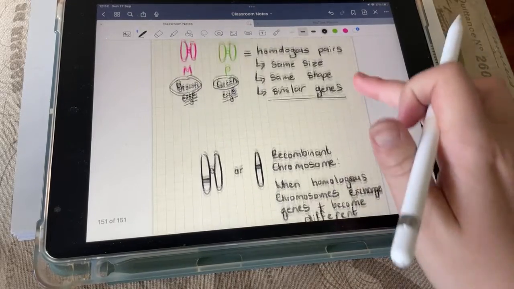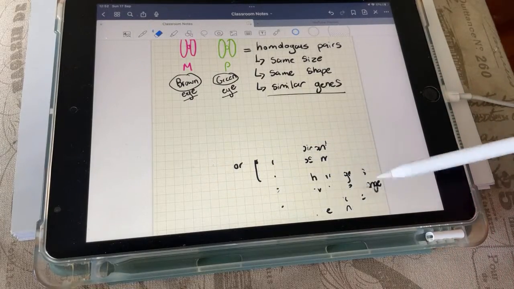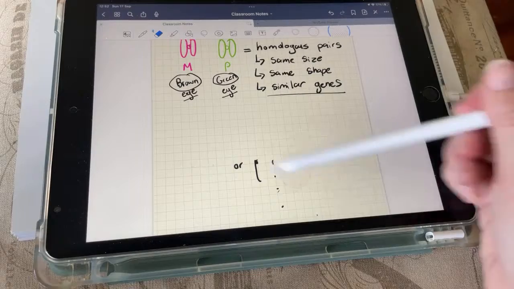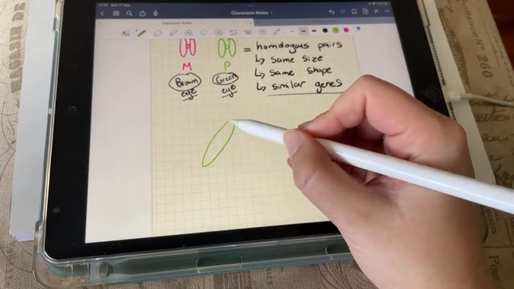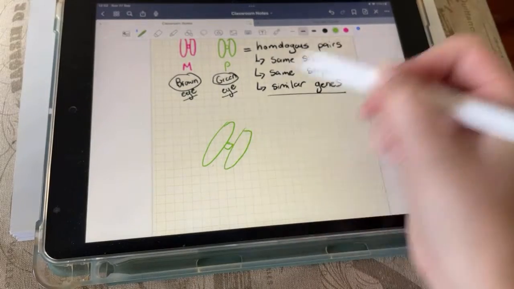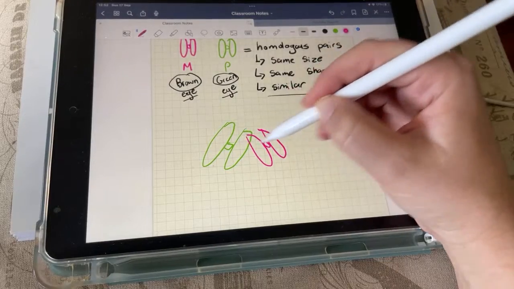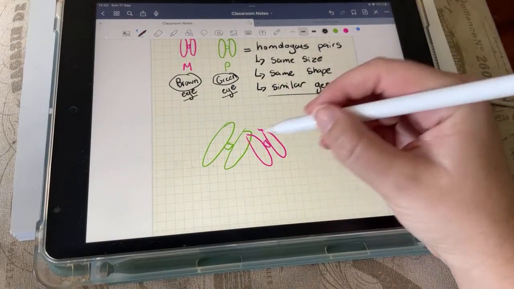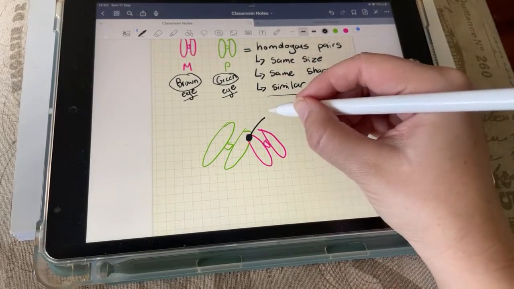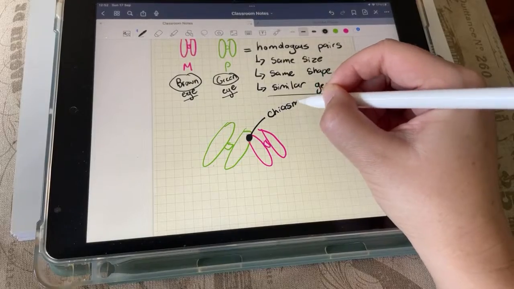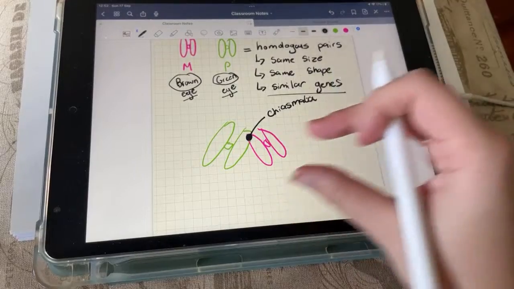Then in terms of what is a bivalent, I'll show you now. Let me make this bigger. A bivalent is when our pairs come together. So here is my maternal touching my paternal, right? So they're crossing over. This is crossing over. They touch over here. The point they touch is called chiasmata or chiasma.